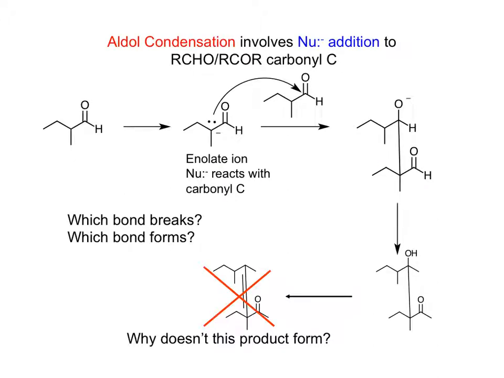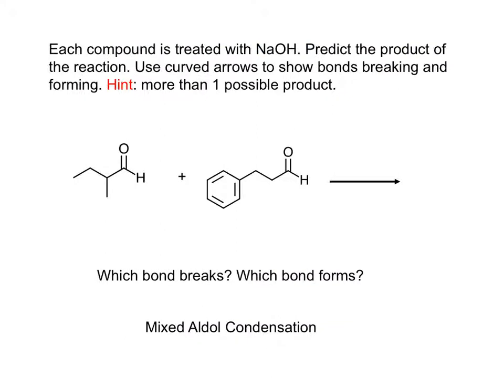So the enolate ion reacts at the carbonyl carbon to form the tetrahedral intermediate. Note that here is the alpha carbon and there is the beta carbon. Here is the beta hydroxyaldehyde or ketone. And the alpha-beta unsaturated ketone does not form because there's not a proton on this alpha carbon, so elimination cannot occur. A mixed aldol condensation reaction occurs when 2 aldehydes or ketones are treated with a base.